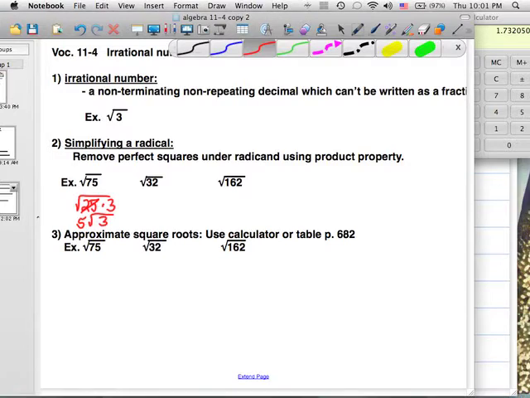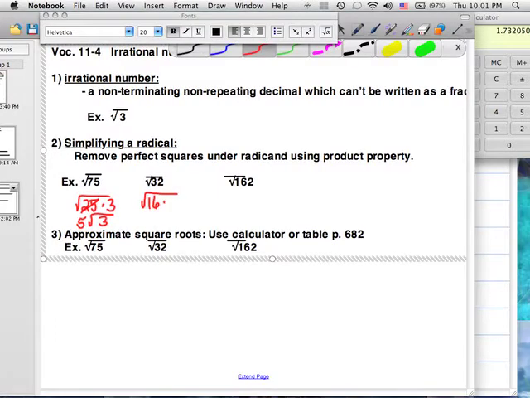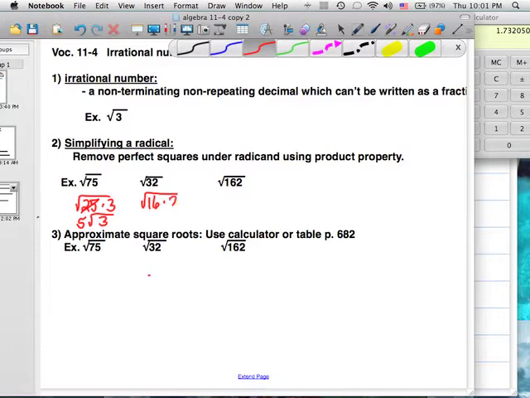The square root of 32, 4 times 8 makes 32, but the 8 has another 4 in it, so the largest perfect square is 16. So I take out the square root of 16, which is 4, and radical 2 remains under the radical sign.